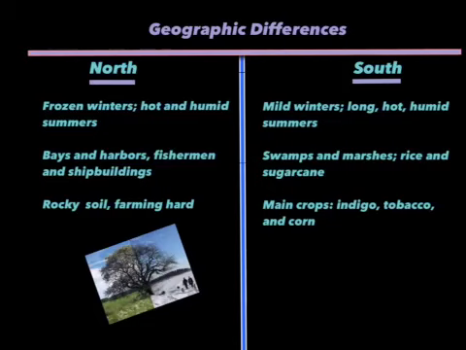There are mild winters and very long, hot, humid summers. The South is made up of mostly swamps and marshes with rice and sugarcane. Their main crops are indigo, tobacco, and corn.